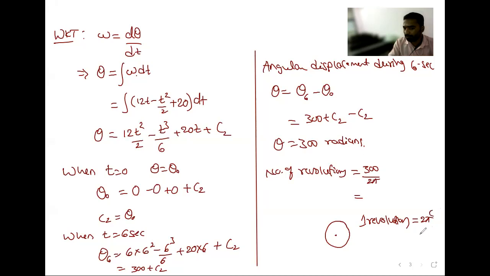2 pi radian. Now 1 radian is equal to how much? x. Cross multiply. 1 radian times x is equal to 1 divided by 2 pi, so that is 300 divided by 2 pi. How much is it? 47.74. Correct? Is this clear, all of you?